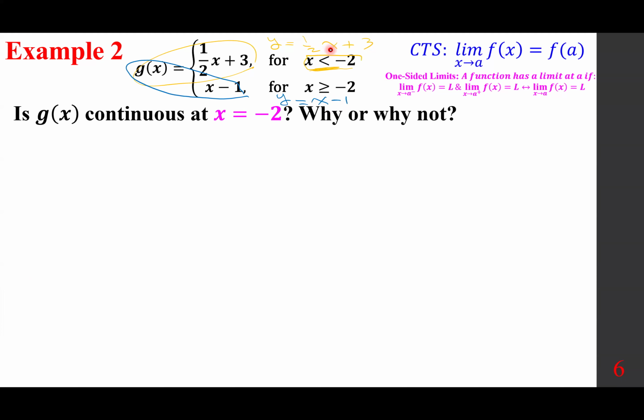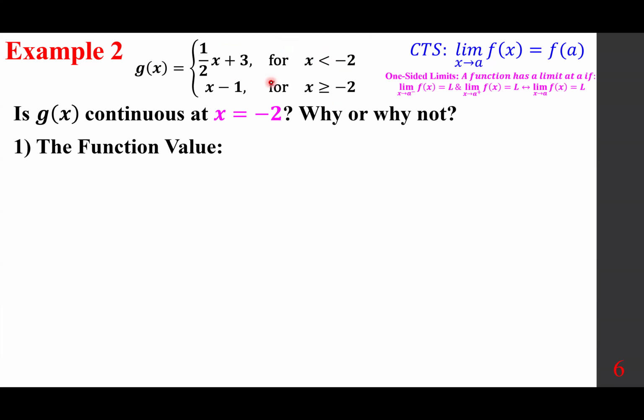That's the idea. There are three things we're going to look at: the functional value and the limit from the left and right. That makes it 3. The functional value means g at x equals negative 2. I have to look at the equality, so I'm going to use the bottom piece. You plug in negative 2 and you get negative 3. So g of negative 2 is given and it's equal to negative 3.